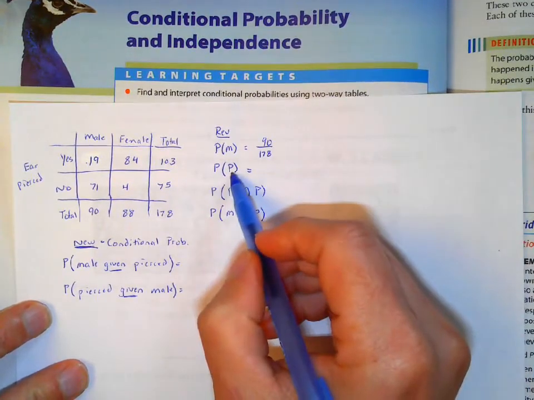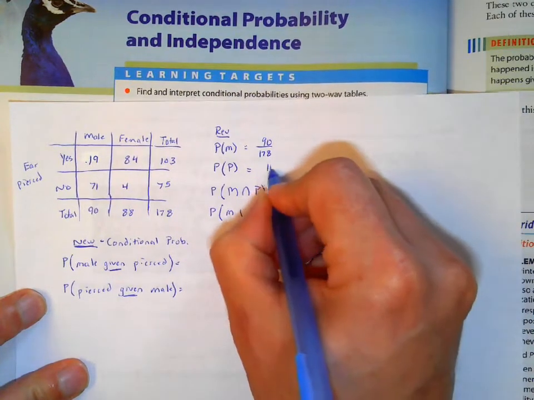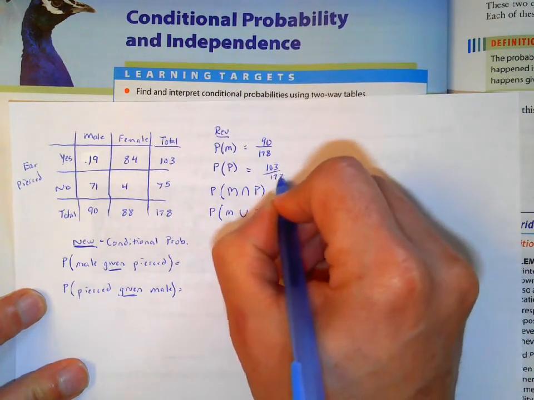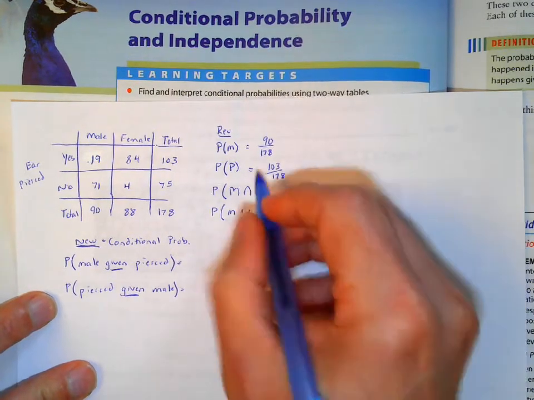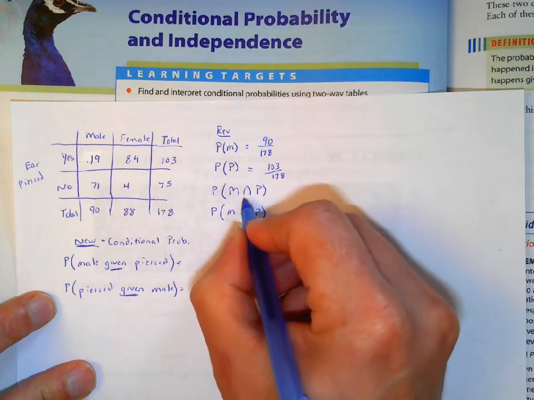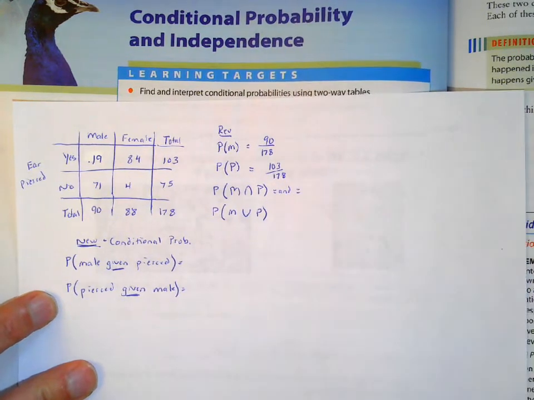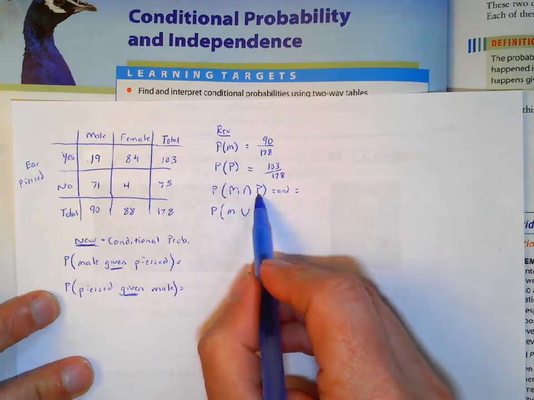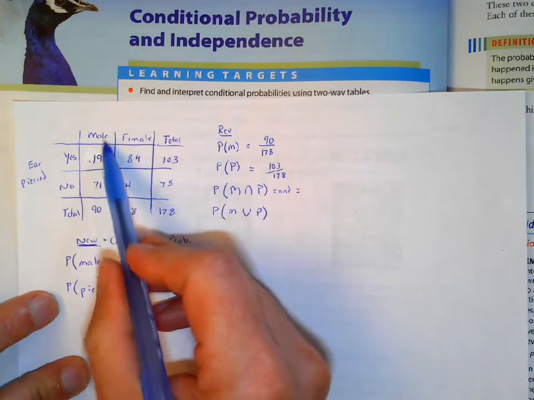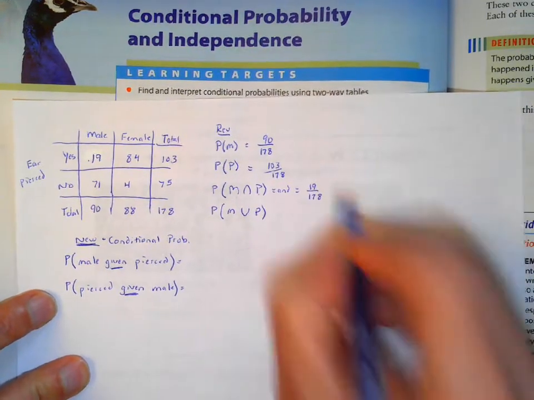Probability that somebody has an ear pierced. Ear pierced, yes, was 103 out of the 178 people. Remember, this is an AND statement. So male and pierced, it's the intersection. Male and pierced was 19 out of the 178 people.